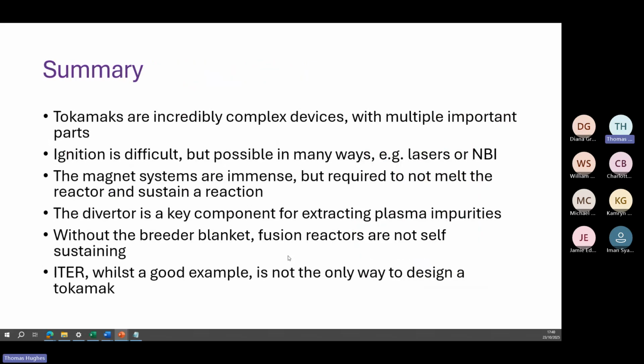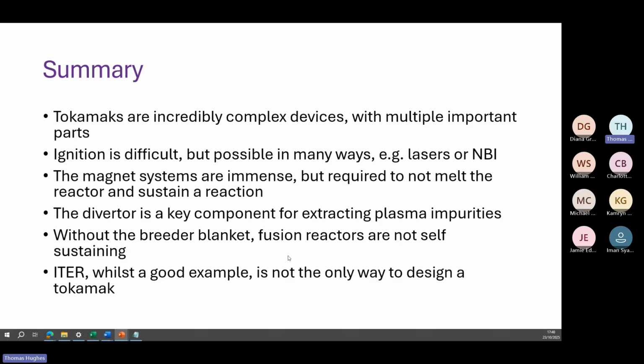So just a little summary. Tokamaks are incredibly complex with a lot of important bits. The ignition is difficult, but you can do it in lots of different ways. Generally, neutral beam injection is currently favored. The magnet systems are very important, and we'll cover them in a separate lecture. But we need it to not melt our reactor and to sustain a consistent fusion plasma.